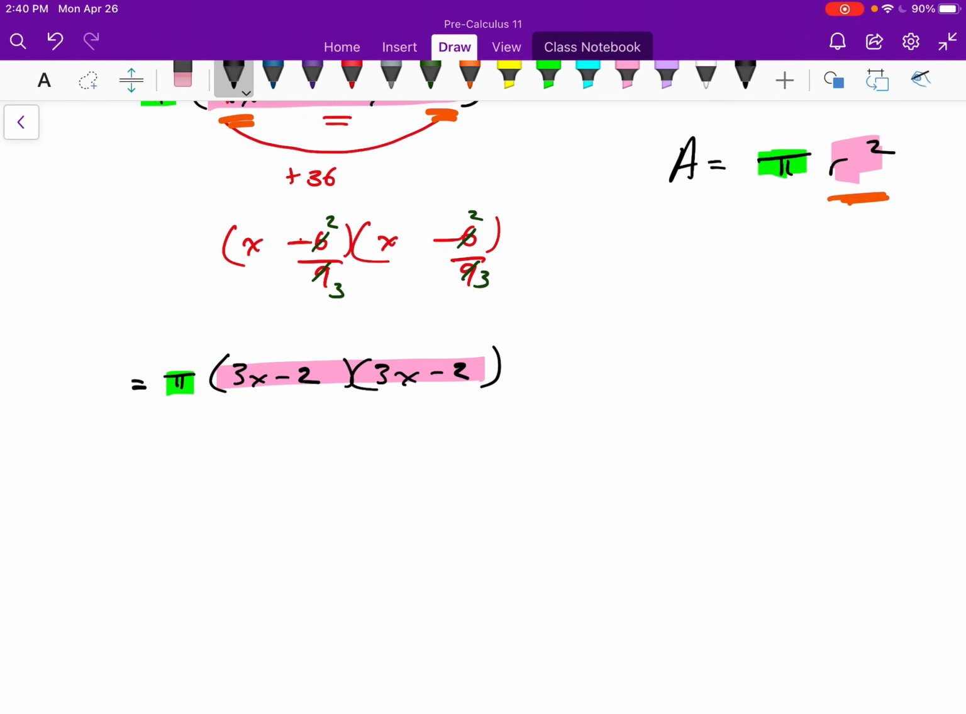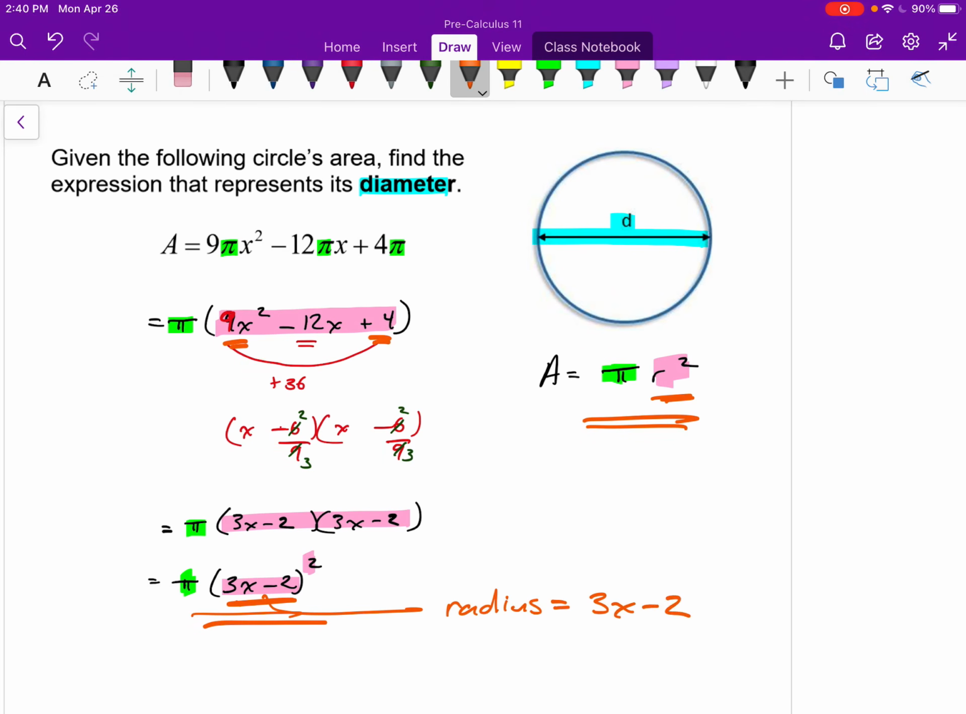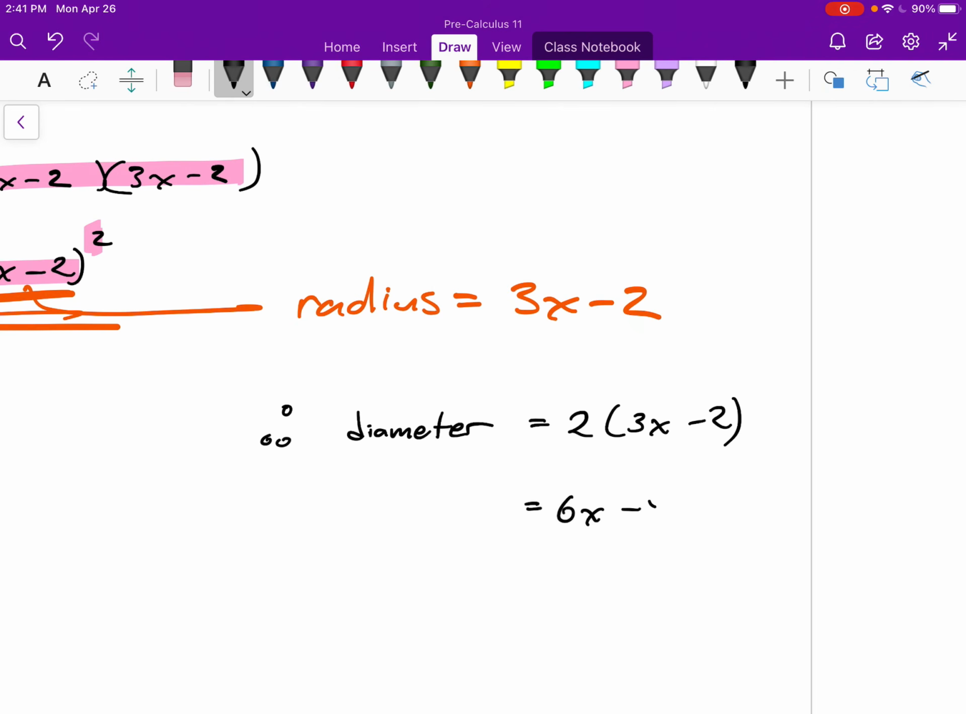And so notice that means this particular circle, the area of it is pi times 3x minus 2 squared. You can see exactly how this particular area is in the same form as the formula for the area of a circle, which means 3x minus 2 must be the radius. That's the radius. And so I want the diameter. And so the diameter is going to be, therefore, the diameter is going to equal 2 times 3x minus 2, or 6x minus 4. There's our diameter.